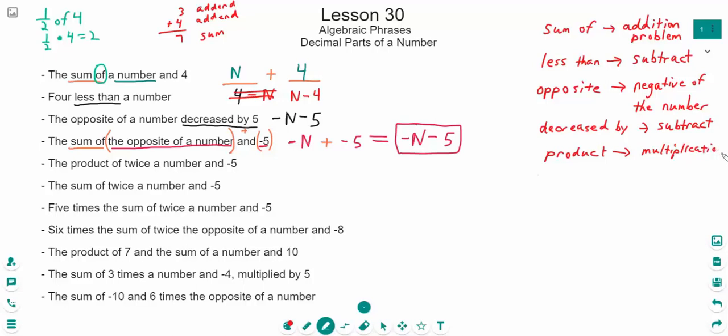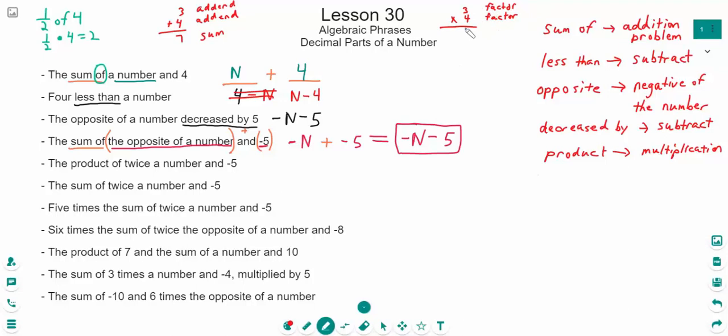For the same reason that sum of indicates addition. So in multiplication, if I have 3 times 4, you might remember that some books will call this top number a factor. Other books may have called it a multiplicand. The second one they called a factor, or some books called it the multiplier. Just depends on what book you used.